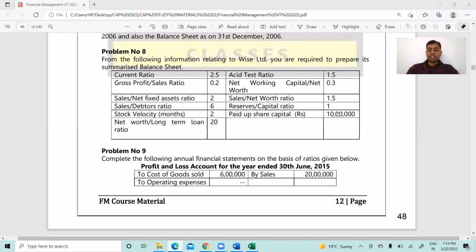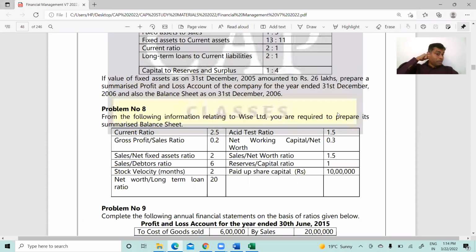Let us continue with the ratio analysis. We started in our previous session. I have given you a detailed introduction about ratio analysis, and we have discussed various formulae. After that, we started with problems, and I think up to problem number 8 we have done.